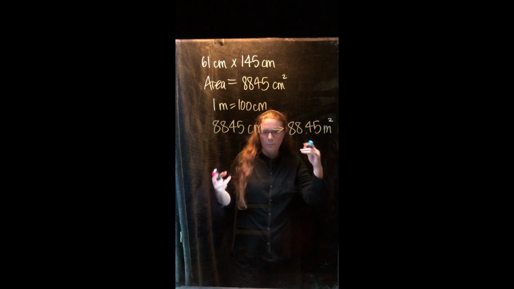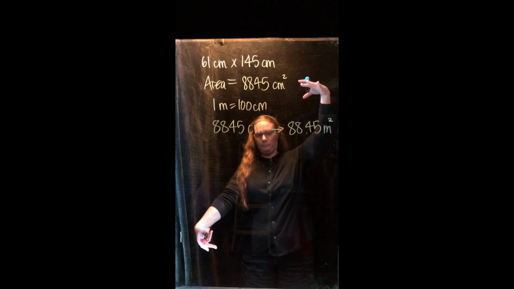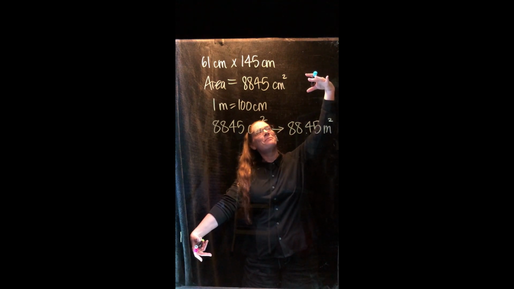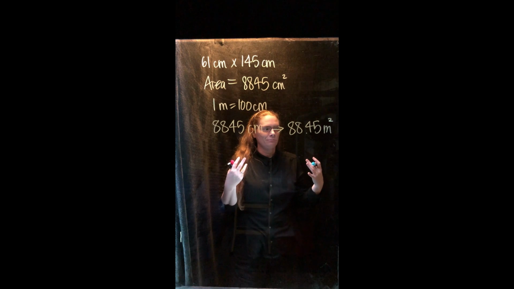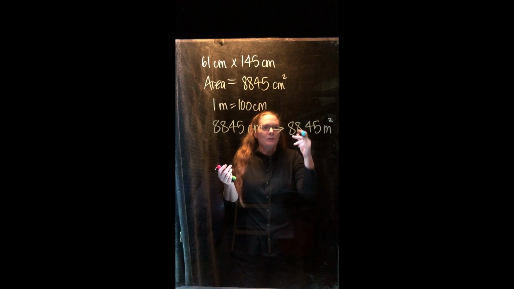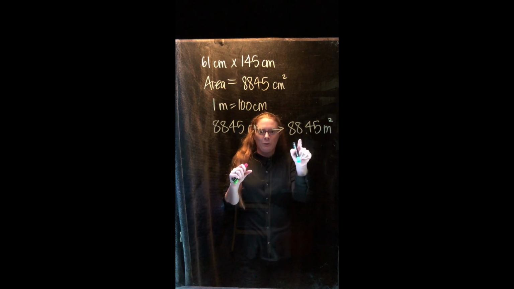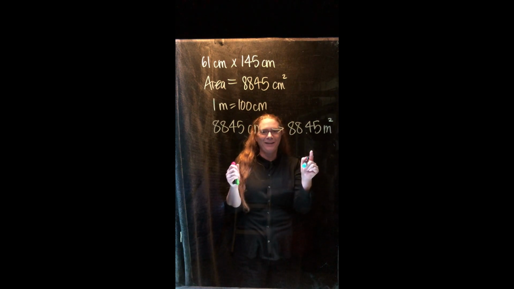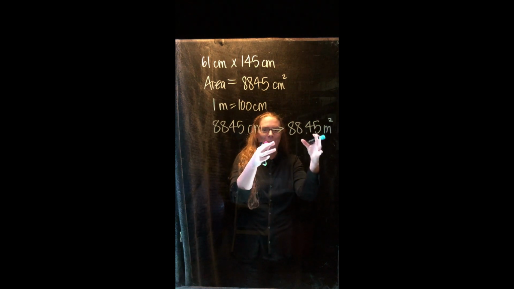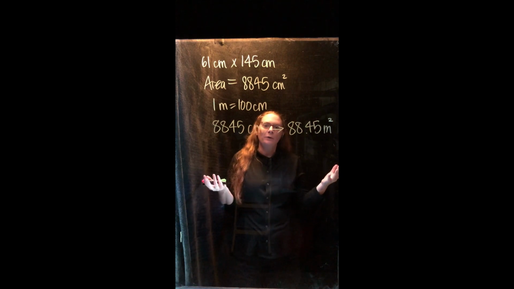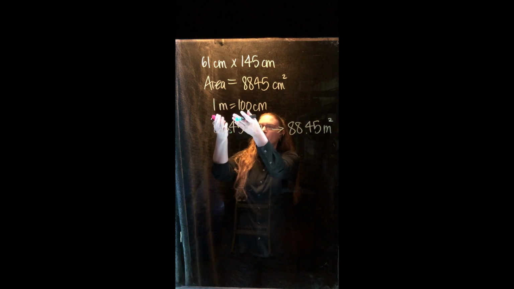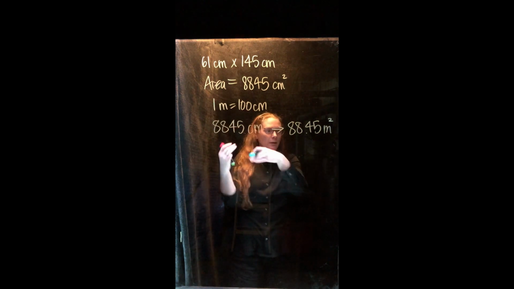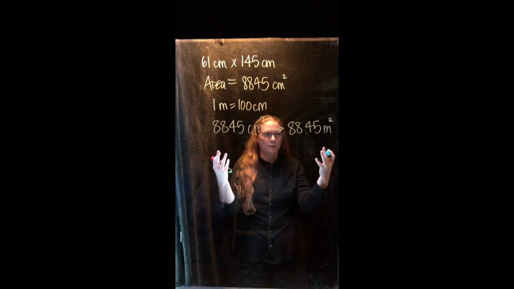Well, 1 square meter is about this much. It's the size of a typical dining room table. So is my kitchen counter 88 dining room tables big? No. That's like the footprint of my house, that many square meters. So what's wrong? Why didn't this work? If 1 meter is 100 centimeters, and we want to go from centimeters to meters, divide by 100.